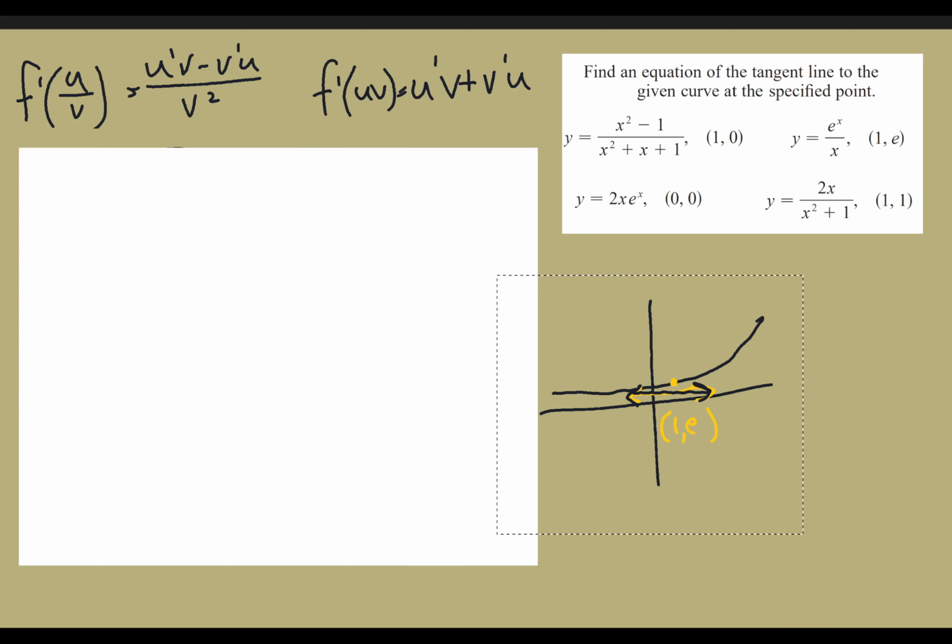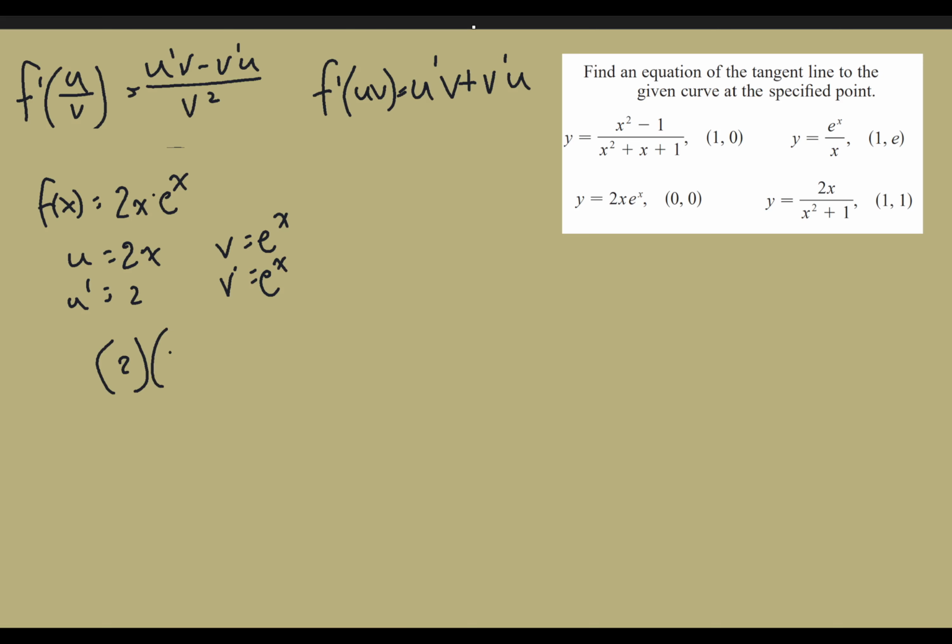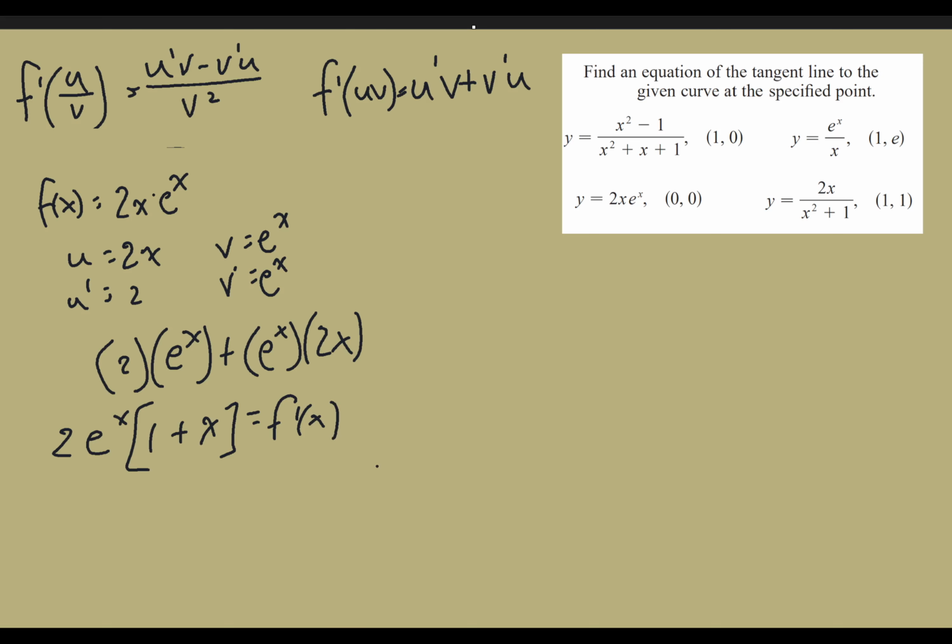Next two questions. f of x equals 2x times e to the x. You can do this pretty fast. u equals 2x, u prime equals 2, v equals e to the x, v prime equals e to the x, u prime v plus v prime u. So our answer is 2e to the x times 1 plus x is our f prime of x.